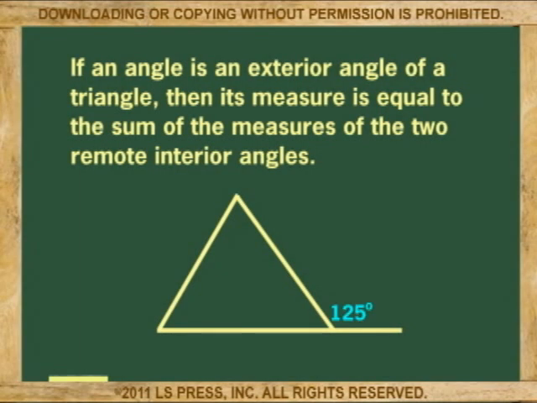If an angle is an exterior angle of a triangle, then its measure is equal to the sum of the measures of the two remote interior angles.